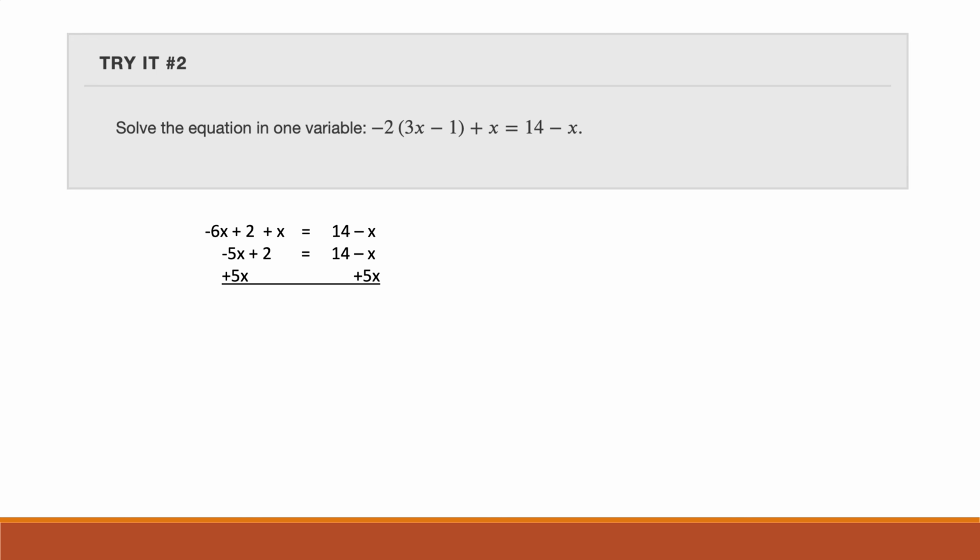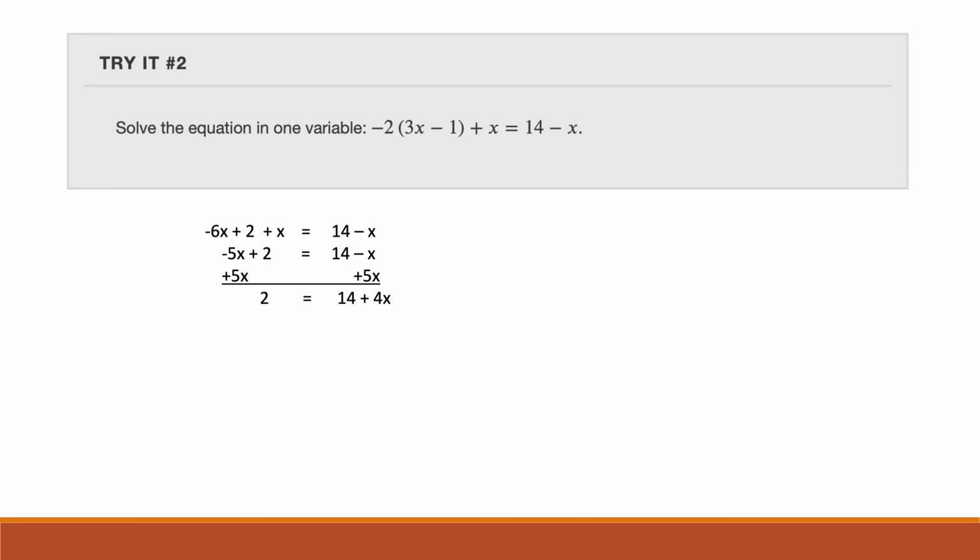I add 5x to both sides, again, starting with the smallest number of x's. That leaves me with 2 is equal to 14 plus 4x. Now the numbers are on opposite sides, so I do the opposite operation with the numbers. That 14 is a positive 14. Don't ever forget, we always look in front of the number to see if it's positive or negative.